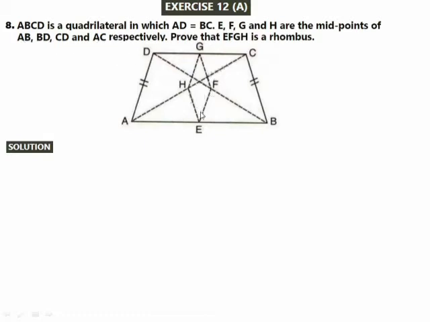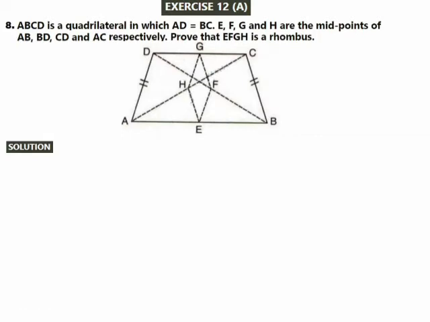So let's see, where is E? Okay, so E is the midpoint of AB, F is the midpoint of BD. Okay, so where is F? F is here. Okay, so F is the midpoint of BD. So this is line BD and F is the midpoint. Okay, G is the midpoint of CD. Okay, so CD is here and G is the midpoint of CD. And at last we have H, and H is the midpoint of AC. So we have AC here, the midpoint of AC is H.